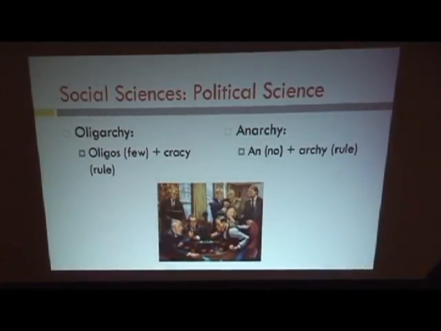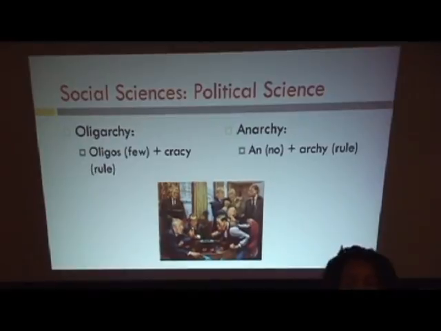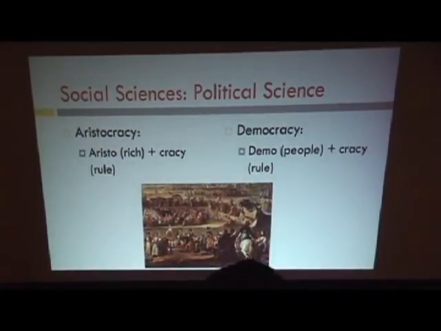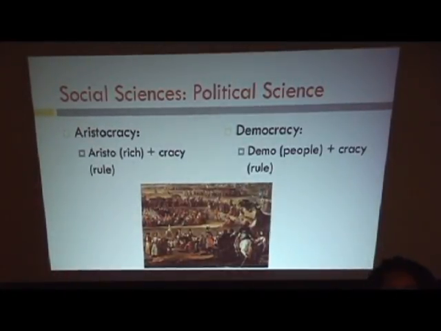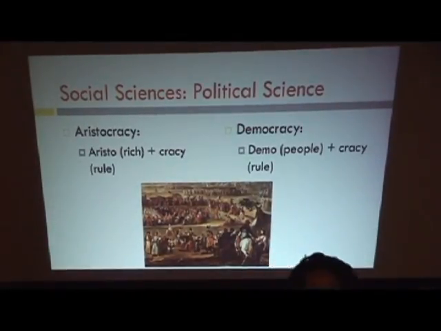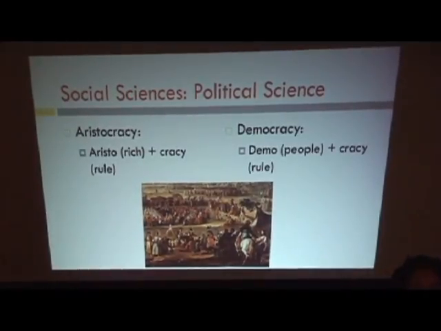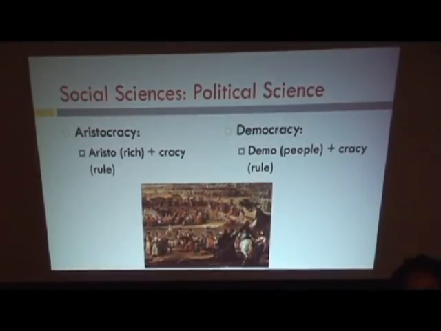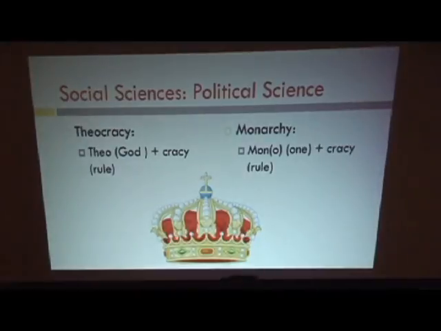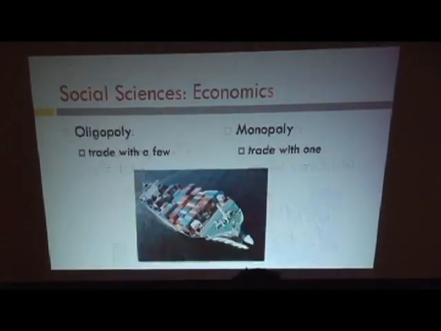Oligarchy. Oligos means few. So oligarchy is ruled by few. Anarchy, an referring to no or not. So anarchy is no rule. There's no particular person, entity, group that is ruling. Aristocracy. Aristos means rich. So aristocracy is being ruled by the rich. Democracy, demo means people, being ruled by the people. And the most basic form of democracy is called mob rule. Okay, so. Yeah. Theocracy, monarchy. Okay, so like I said, social science.